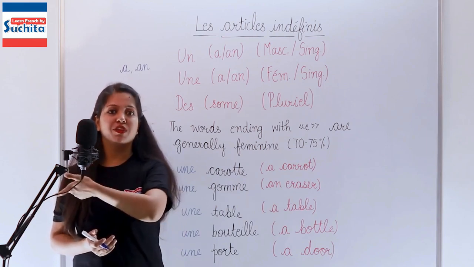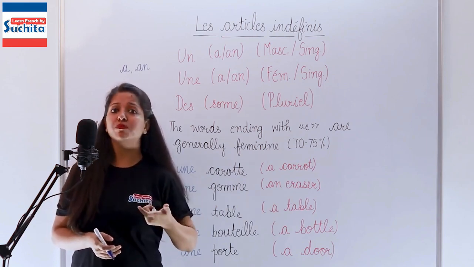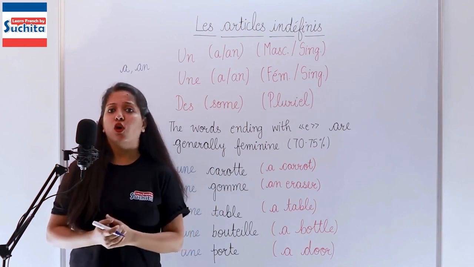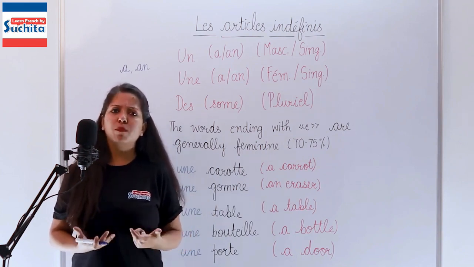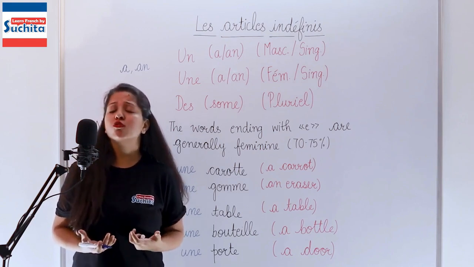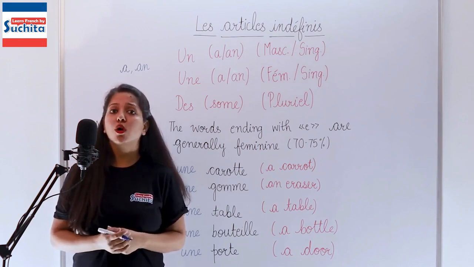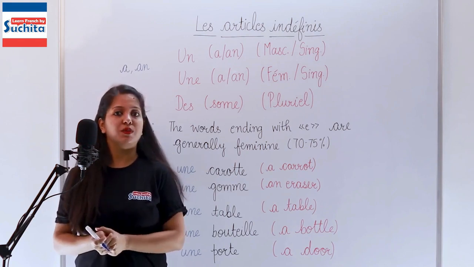So, the is your definite article. However, a is your indefinite article. Now, I can also say this is a pen. Why did I say this is a pen? Because I'm not sure about whose pen this is. So, this is a pen. Again, it's an indefinite article.